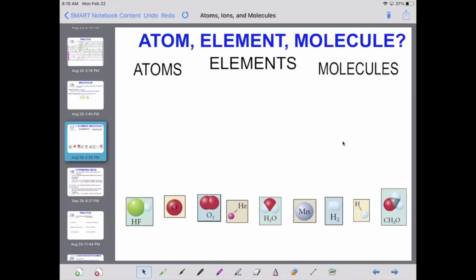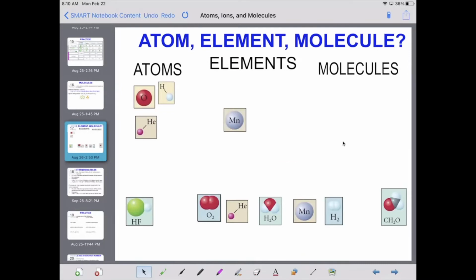So if we were to try to figure out what's an atom, what's an element, what's a molecule, an atom is going to be any single element, for example, oxygen by itself. That's an atom. Hydrogen is also an atom. Helium is also an atom. And lastly, we have manganese. Manganese is an atom. So those are the things that are directly from the periodic table.